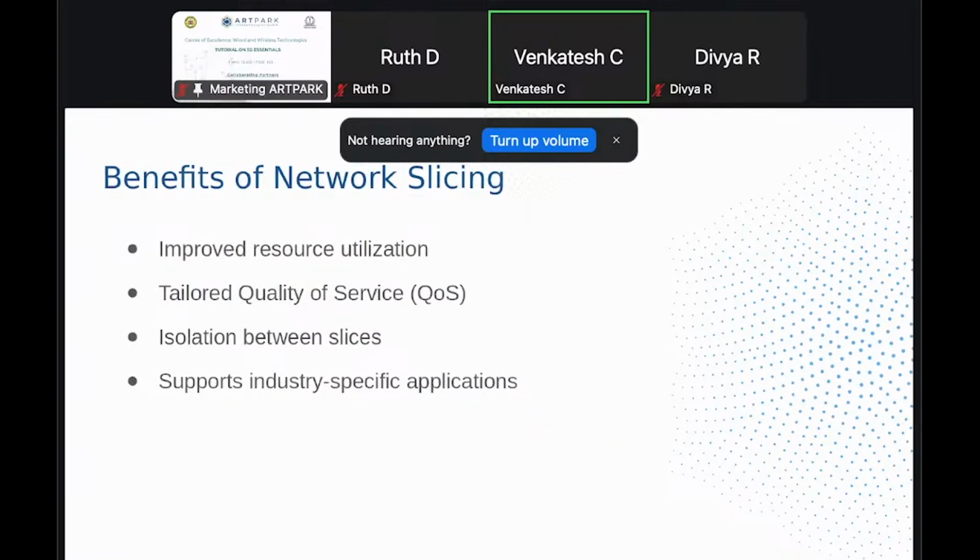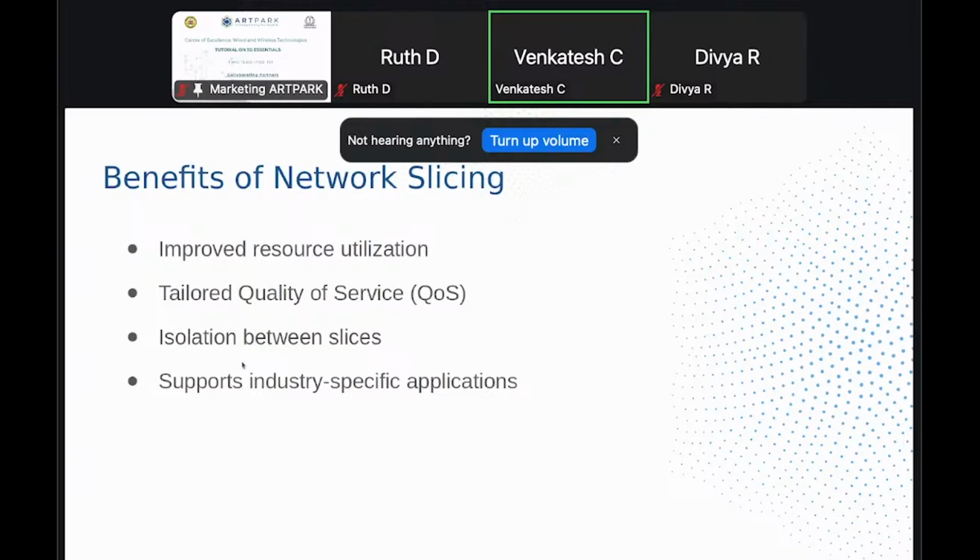Okay, now we move to the benefits of network slicing. The first is improved resource utilization. With network slicing, operators can allocate resources based on demand. Instead of a static resource allocation, operators can dynamically assign resources to the different slices. It helps to prevent congestion and ensures better quality and efficiency.